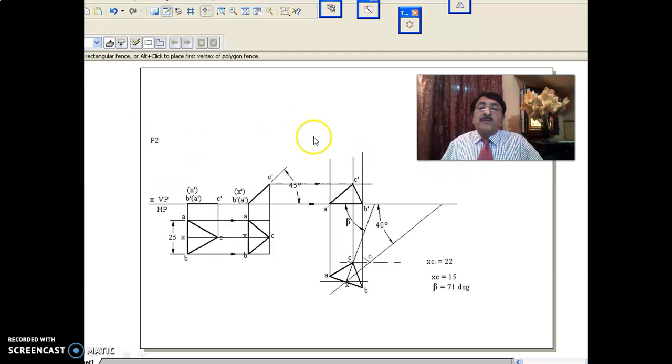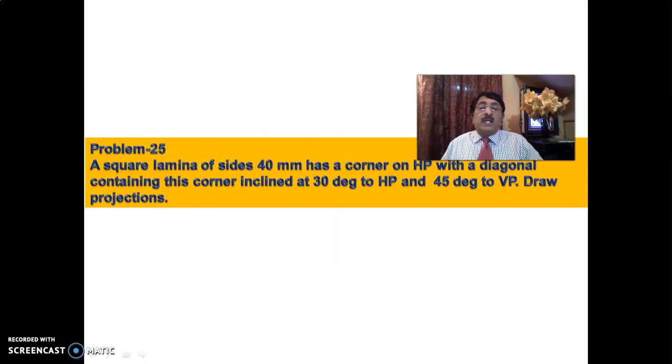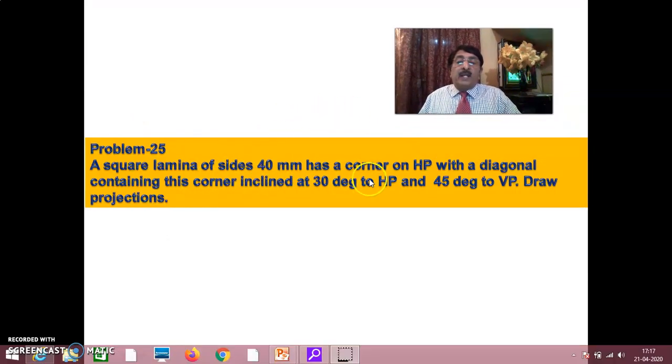This is problem 2 under VTO. Now you see here, a square lamina of size 40 has a corner on HP. Corner on HP means again top view starting, with a diagonal containing this corner inclined at 30 degrees to HP and 45 degrees to VP. Again you see here, top view starting, corner on HP, with a diagonal containing this corner. With reference to one reference line, that is the diagonal, two true inclinations have been given, one with respect to HP and one with respect to VP. Compulsorily you need the beta construction even here.